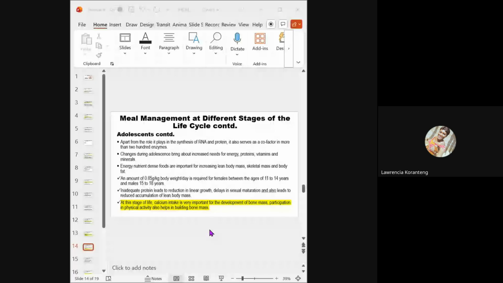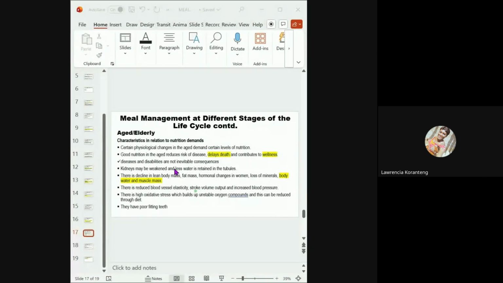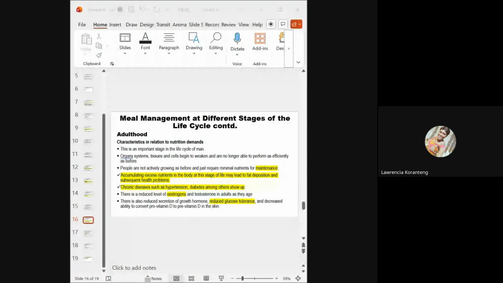Then we also talked about adulthood, when you grow, the energy needs, so that you can maintain your energy balance, so that you will not get a lot of fat depositions, which will subsequently lead to certain chronic diseases like hypertension and diabetes, and then the others. Because as an adult too, you have reduced glucose tolerance, so you have to make sure that you limit your carbohydrate intake, especially if your activity level is low. So we talked about that.